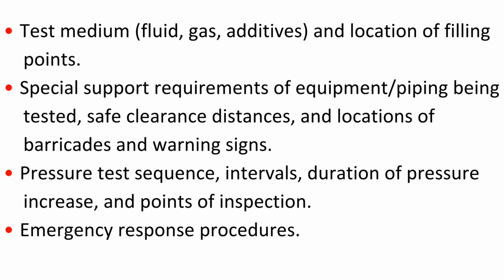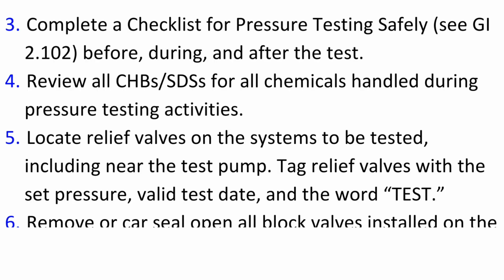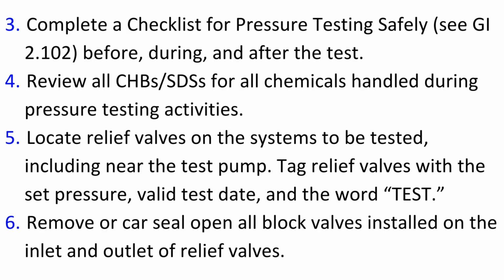Special support requirements of equipment piping being tested, safe clearance distances, and locations of barricades and warning signs. Pressure test sequence, intervals, duration of pressure increase, and points of inspection. Emergency response procedures. 3. Complete a checklist for pressure testing safely, CGI 2.102, before, during, and after the test.